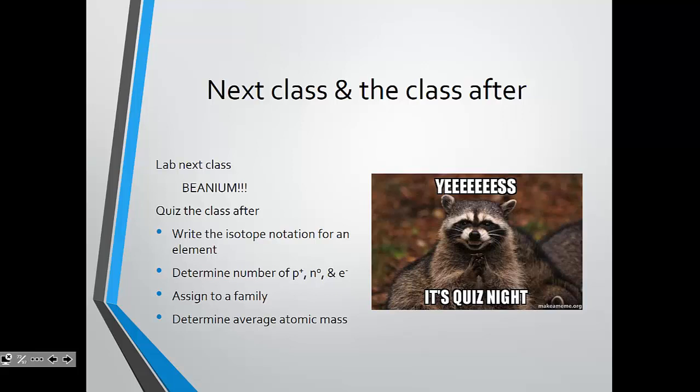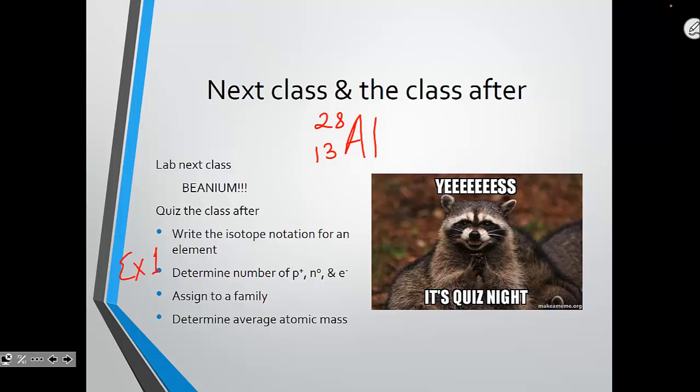After that, we will take a quiz. On that quiz, you will have to write the isotope notation for an element. So for example, if we have aluminum 28, the isotope notation for aluminum 28 would be the elemental symbol for aluminum, Al. The mass, 28, is a superscript, and as a subscript, aluminum's atomic number 13. From that information, you will have to tell me the number of protons, neutrons, and electrons, which is what we did in example 1 in your packet.